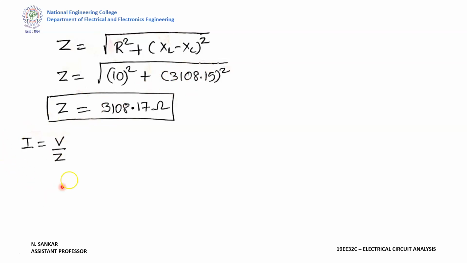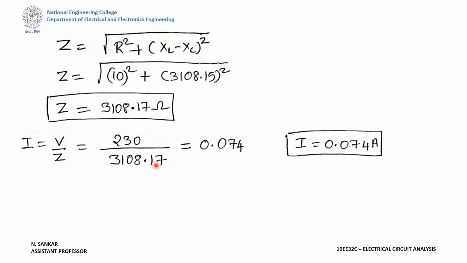So next one, current. Current is nothing but V by Z. Now we calculate the value of Z. Just substitute the known values. V is equal to 230 volt. Z is equal to 3108.17. So the current is 0.074, or simply you can write it as 74 milliampere. I am taking I is equal to 0.074 ampere.